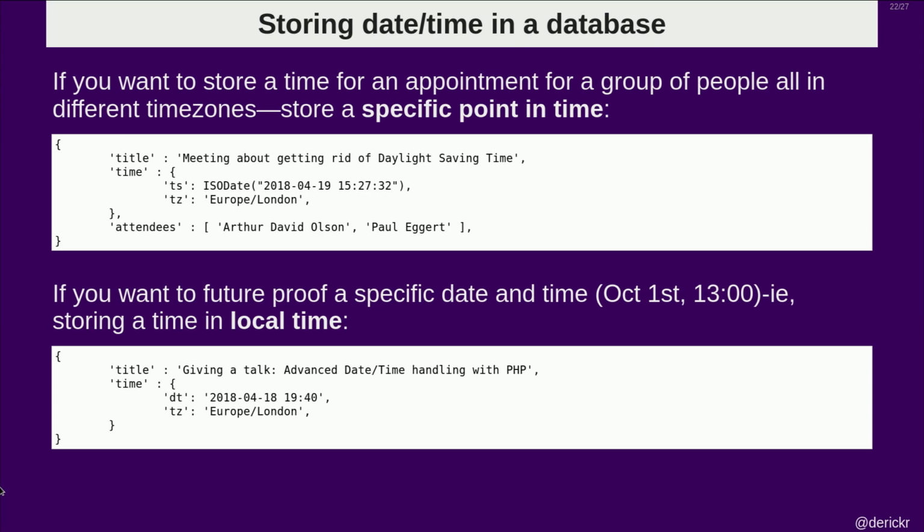The first one is where we want to store a specific point in time in the future. For example, we are going to have a meeting about the abolishing of daylight saving time. Could be a topic in the European Parliament, right? And we decide to have this meeting at 3:27, which is probably not a great time to start a meeting, to be honest. It's a bit of a contrived example. And we also remember that when we created this date, the ISO date is the date as it is in UTC.